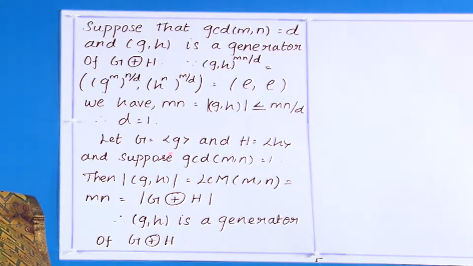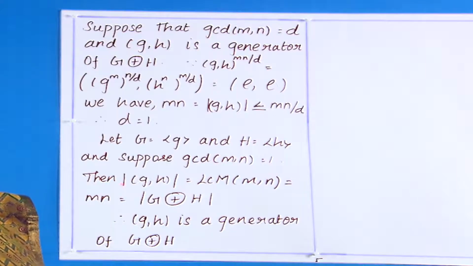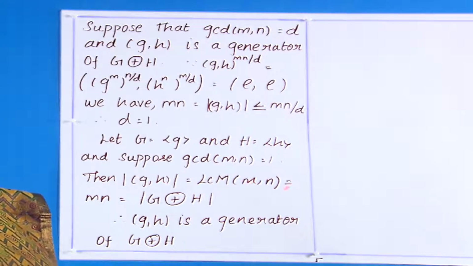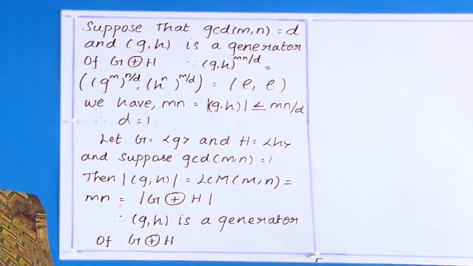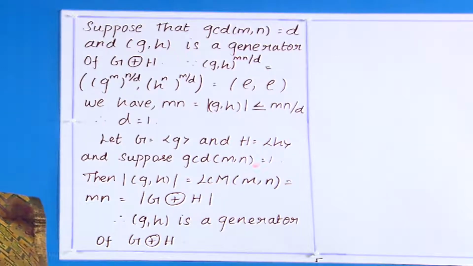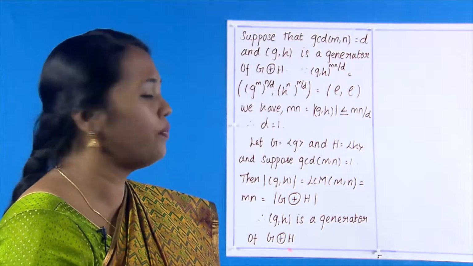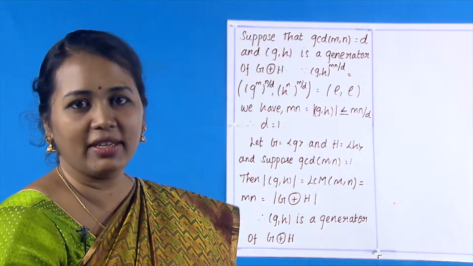Let G be generated by the element g and H be generated by the element h, and suppose that the GCD of m, n is equal to 1. Then the order of (g, h) is equal to the LCM of m, n, which is equal to mn. This is equal to the order of the direct product of G and H. Therefore, (g, h) is a generator of the direct product of G and H.